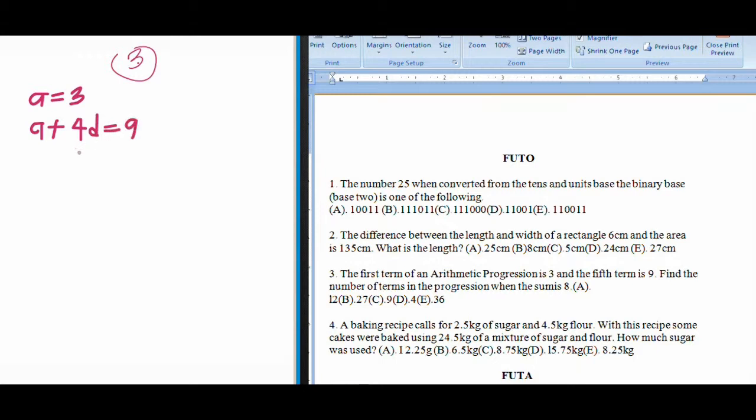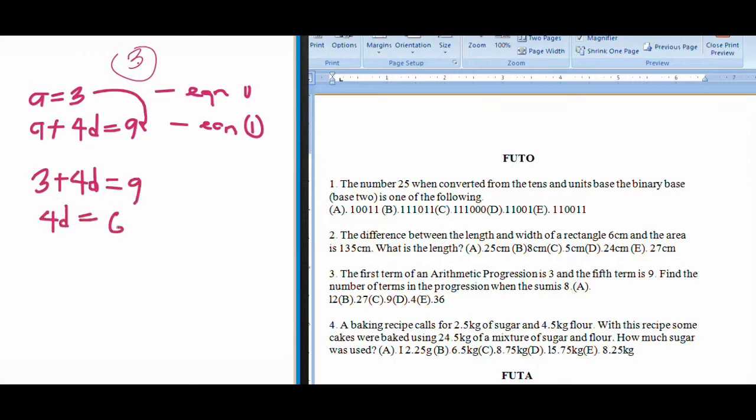Now, if we substitute A in equation 1, then we have 3 plus 4D equals 9. Then our 4D will be equal to 9 minus 3. So 4D will be equal to 6. Our D will be equal to 6 over 4, and that is equal to 3 over 2. That is the common difference.